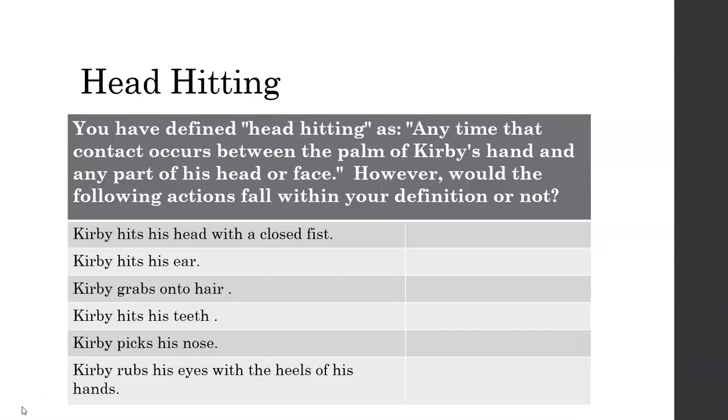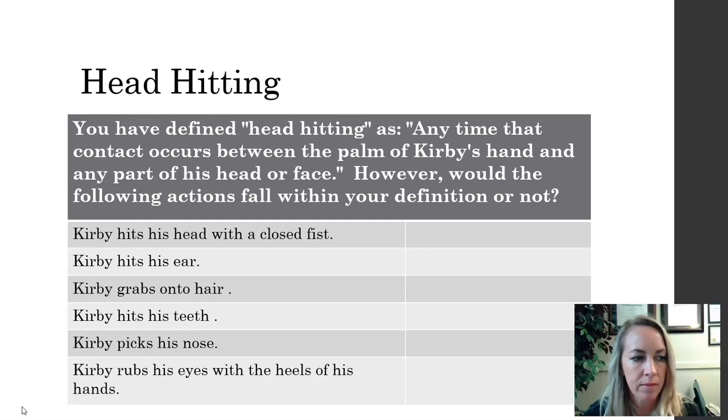So let's look at another definition. Here we have: you have defined head hitting as any time that contact occurs between the palm of Kirby's hand and any part of the head or face. However, would the following action fall within your definition or not? Kirby hits head with closed fist. That would be head hitting, but according to the definition, it has to be contact of the palm of the hand and Kirby's head.